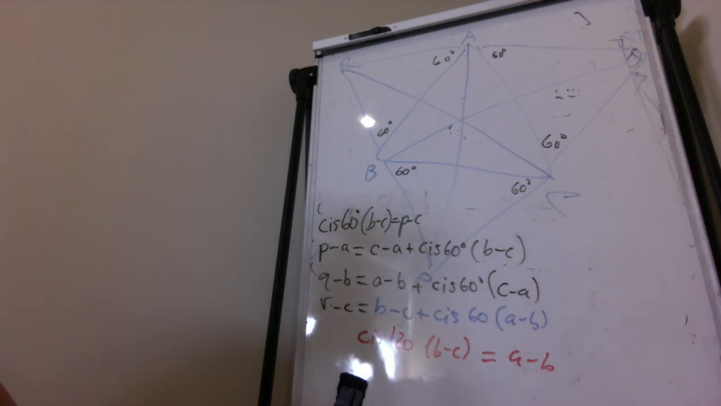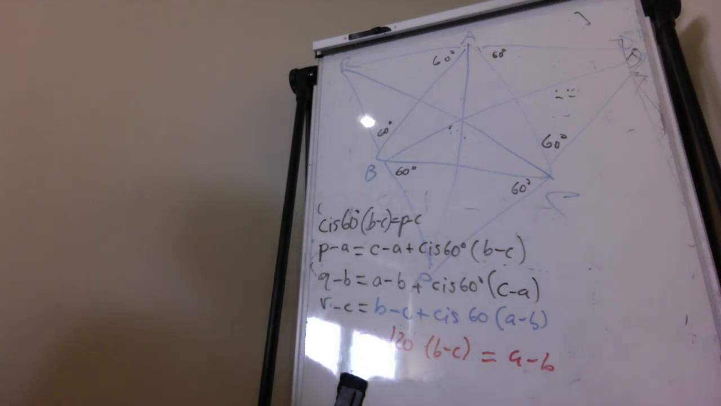Okay, Q minus B. Cis60 times C minus. Q minus B. B to A plus A to Q is B to Q.